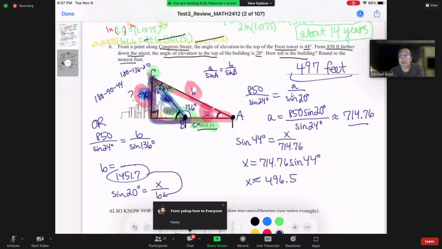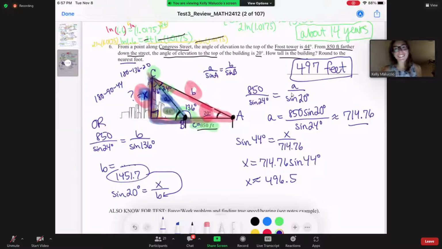Yeah. And when I looked it up, the actual height of the Frost Bank Tower is 515. No way. Oh, yeah, that's so cool. Okay. It's pretty close. I should totally say I did that on purpose, but that is actually kind of awesome.